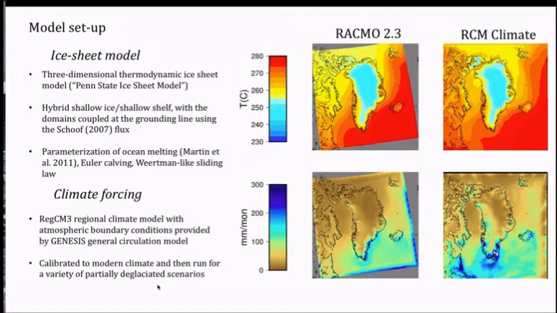Shown on the right is just a comparison between our model and RACMO for present day. We use RACMO as sort of a tuning target to get the general structure of the temperature field as well as the precipitation field on Greenland. Note that our climate model, which is the far right column, is relatively wetter compared to RACMO, so that leads to a greater ice sheet stability in some areas.